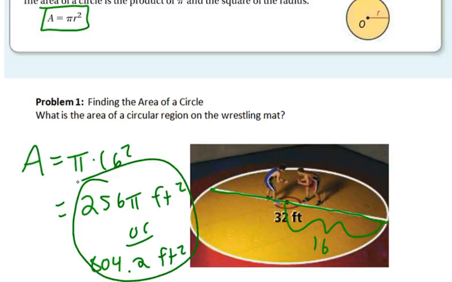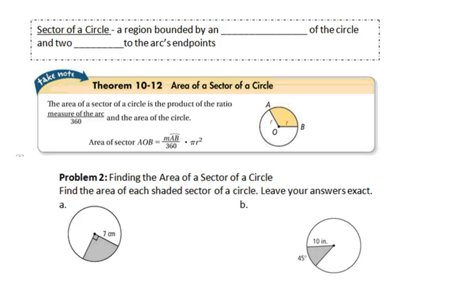Alright, so that's how you use the formula for area. Now we're going to have to know that. You have to know that in order to find these other two things. And the first one we're going to start off with is a sector. So it's a portion of a circle. A sector is a portion of a circle.